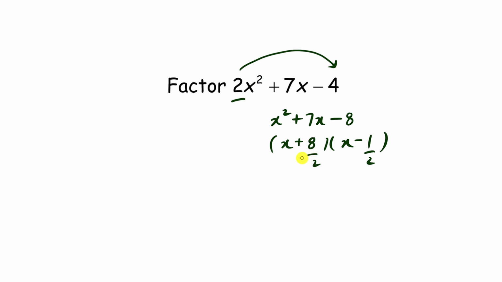So 8 divided by 2, simplified, is actually equal to x plus 4. And this fraction 1/2 is already simplified, so we can promote the 2. So we have 2x minus 1. Now you're the CEO. And you factored this expression correctly.